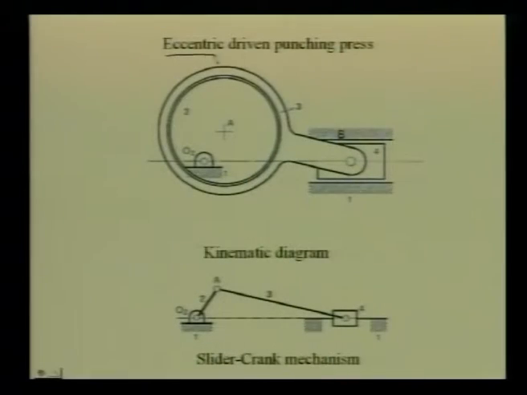Now, let us look at the schematic diagram of the punching press, the model of which we have just now seen. This punching press is driven by this eccentric wheel, which is number 2. This represents the punching tool, and this fixed link 1 represents the frame of the machine. The connecting rod is represented by this rigid body 3. It is easy to identify the prismatic pair between the punching tool and the frame of the machine. There is a revolute pair between the punching tool and the connecting rod at this location.